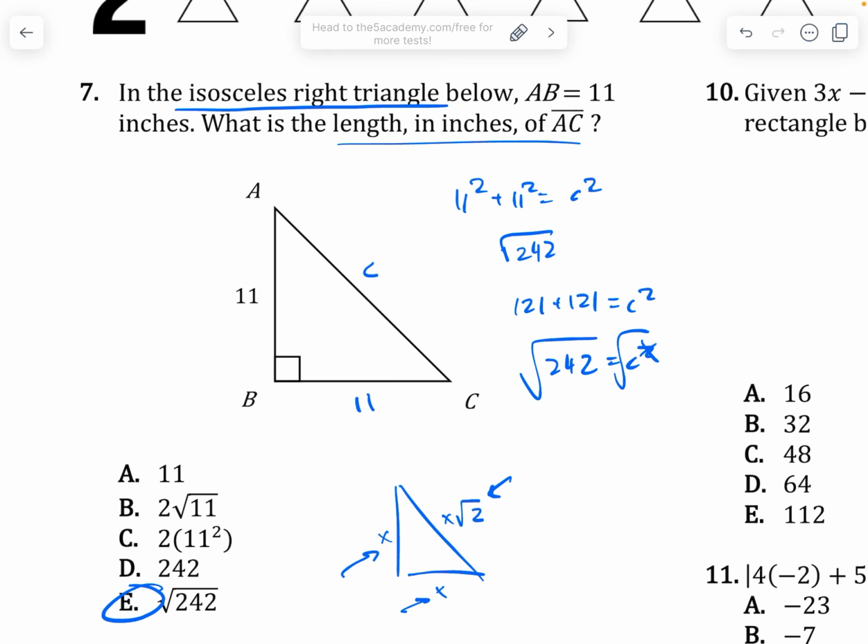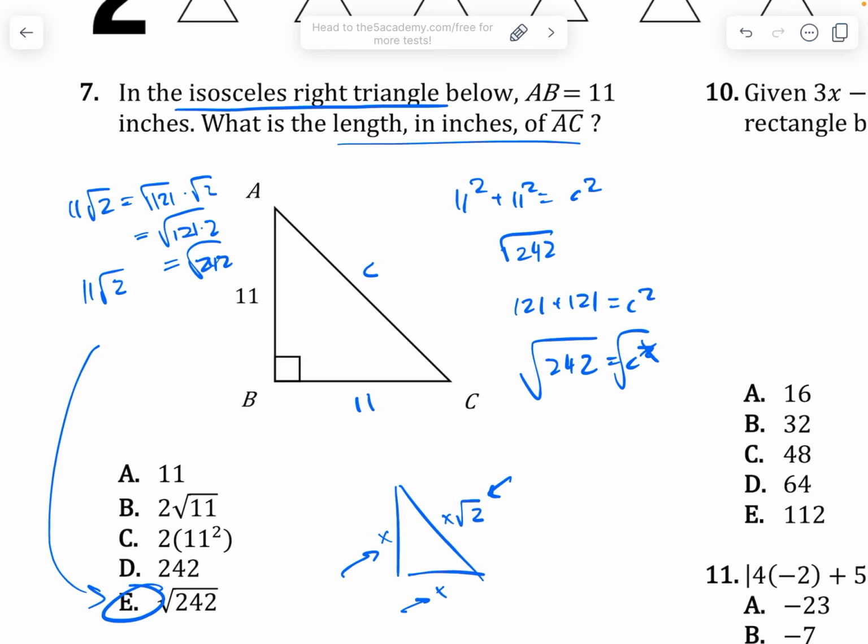So your answer is really 11 square root of 2. Now, you'd think, how does that match this? It does match because 11 square root of 2 is the same thing as saying 11 times square root of 2, so you could rewrite 11 as square root of 121 times square root of 2, and that turns into square root of 121 times 2. That turns into square root of 242, okay?